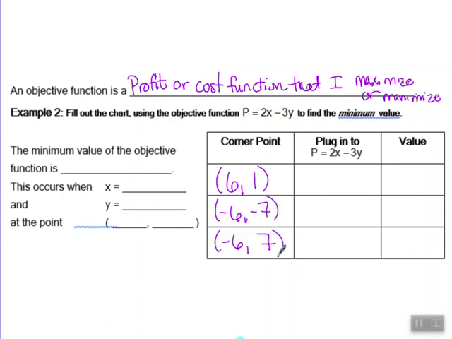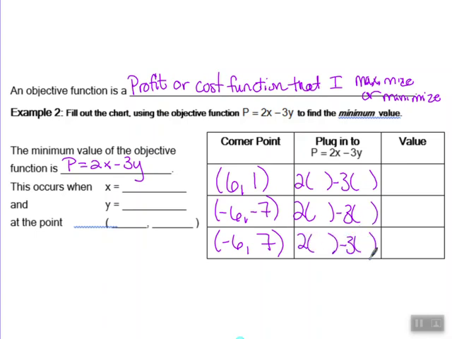And you guys are going to see this chart in your project later. You're going to see an example of me doing it in a minute. But here's my objective function. It gives it to me. P equals 2x minus 3y. So I am going to plug into all of this 2x minus 3y.